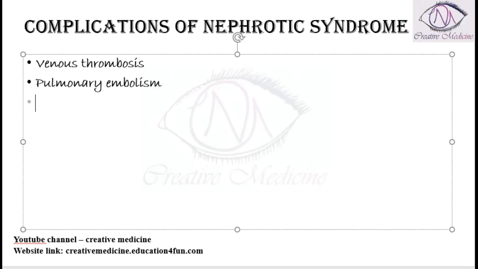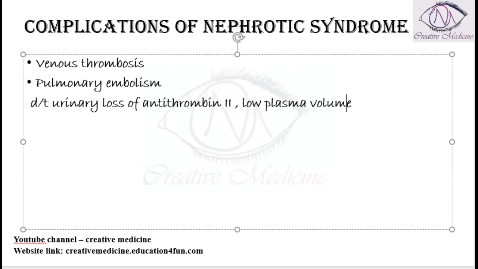The pulmonary embolism and the venous thrombosis are mainly due to urinary loss of antithrombin 3, which is seen in nephrotic syndrome along with low plasma volume, and increased fibrinogen is also seen in the patient.